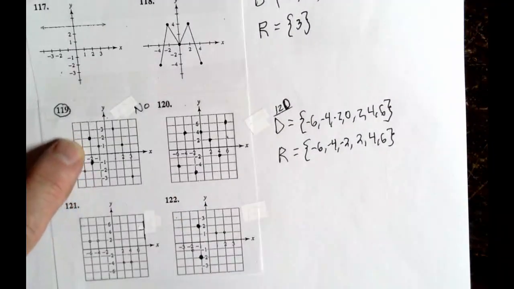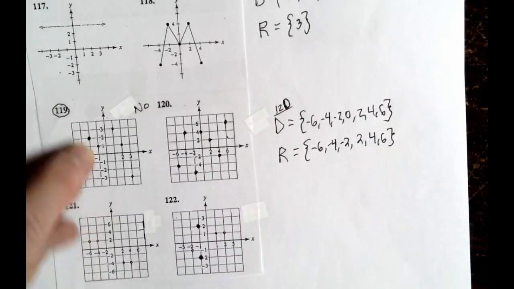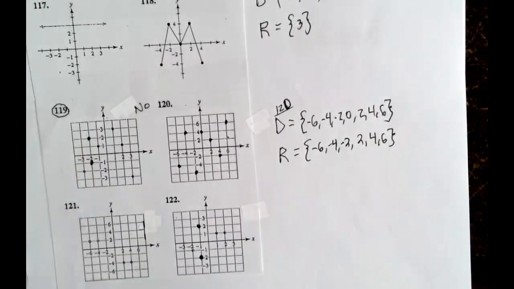119, is this a function? No, because you got 2 points that are right on top of each other, and so if you draw a vertical line, you hit it twice. So this one is not a function, so they don't ask you to find the domain or range.